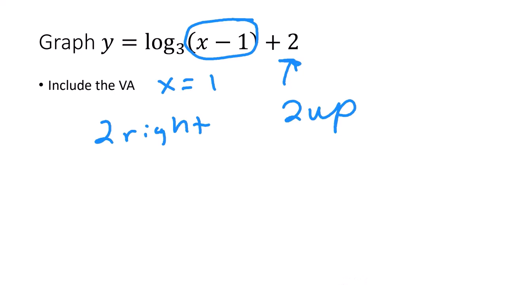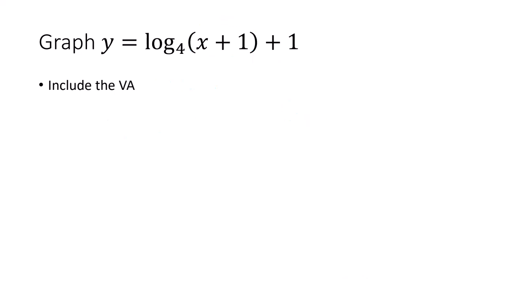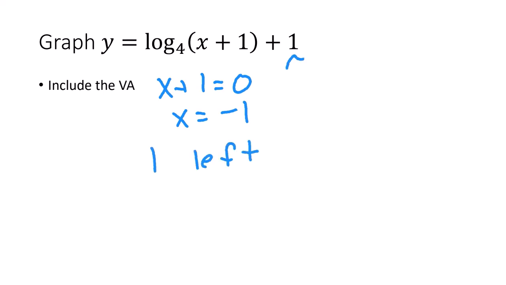This one, x plus 1, so I say x plus 1 equals 0. x equals negative 1 is my vertical asymptote. That says it's going 1 left. And the plus 1 is up 1. So that should help you, how to graph is just look at your transformation. So let's go over and share.